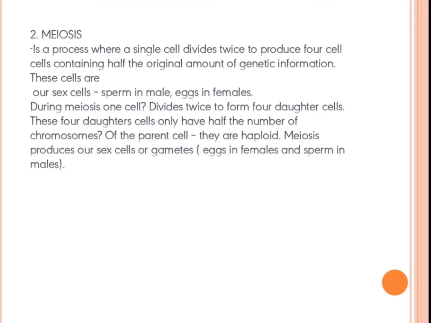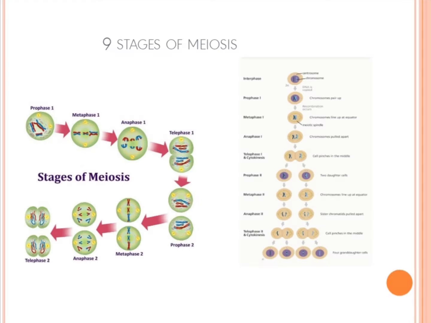Meiosis is a process where a single cell divides twice, producing 4 cells containing half the original amount of genetic information. These cells are sex cells: sperm in males, and eggs in females. During meiosis, one cell divides twice to form 4 daughter cells. These 4 daughter cells only have half the number of chromosomes of the parent cell. They are haploid. Meiosis produces our sex cells or gametes. So there are 9 stages of meiosis.